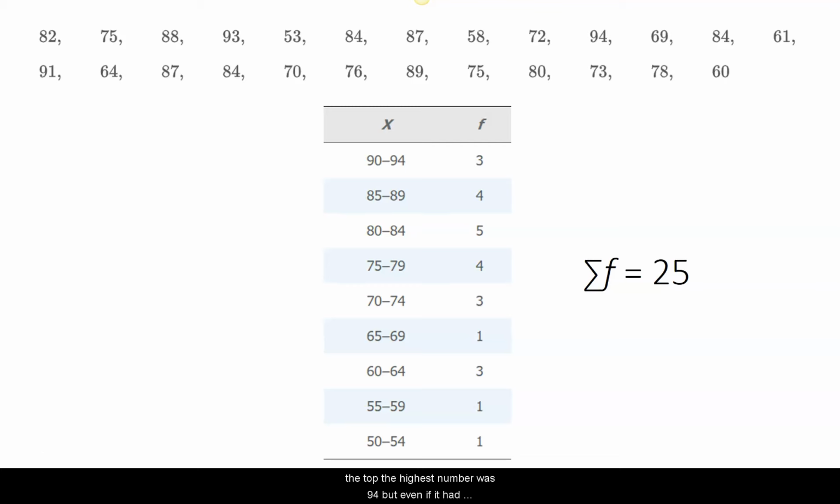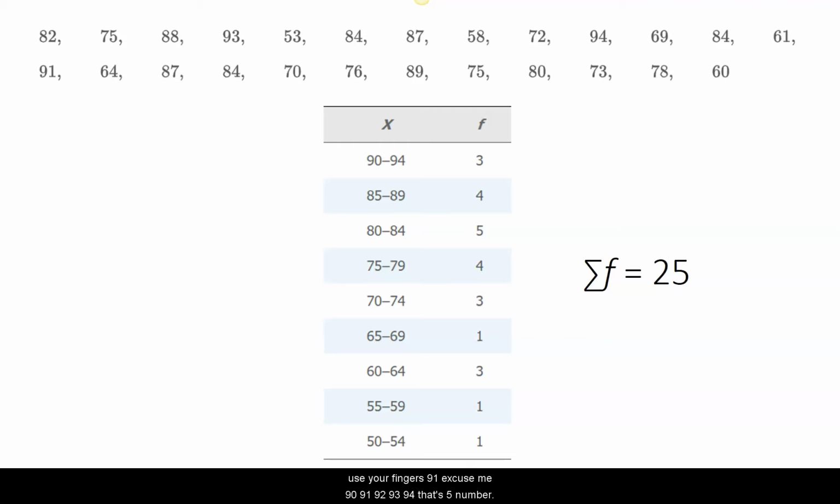As I go up to the top, the highest number was 94, but even if the highest number was 91, let's say I had 3 91s, I would still have a width of 90 to 94 to keep that width of 5 intact. Now, the thing to keep in mind again is we list these in descending order. Widths of 5 or 10 are generally preferred. Remember, the bottom number must be a multiple of the width, and it's a little deceiving to see numbers that appear to be just 4 apart, but actually have a width of 5, and you can use your fingers.